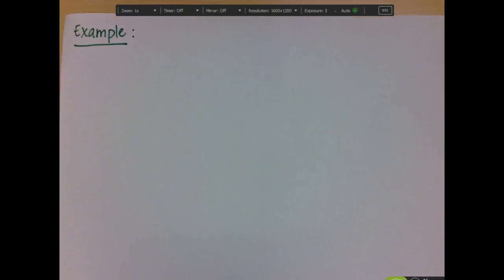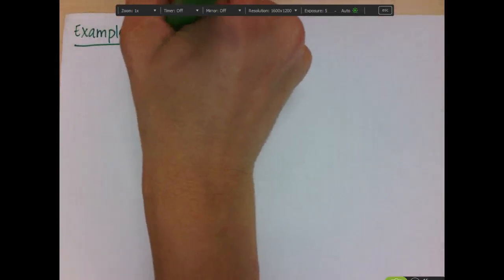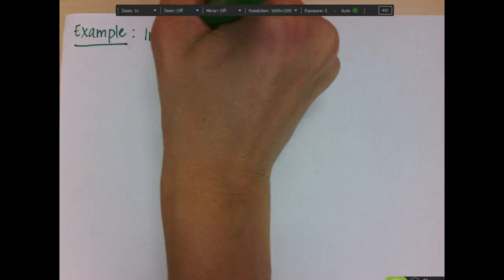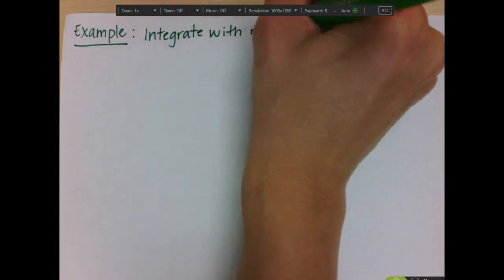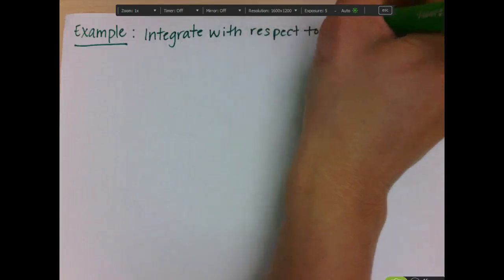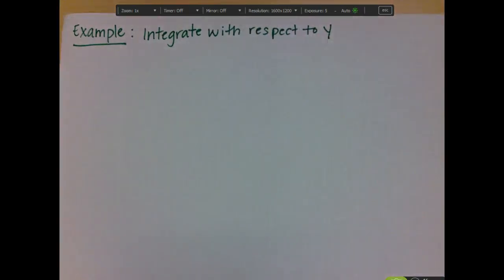Alright, so it'll specifically say in your homework on some of these problems to integrate with respect to y. Other times, it'll say it's your choice. You can integrate with respect to y or x. And you just have to judge based on the graph that you draw which one seems to be more appropriate.